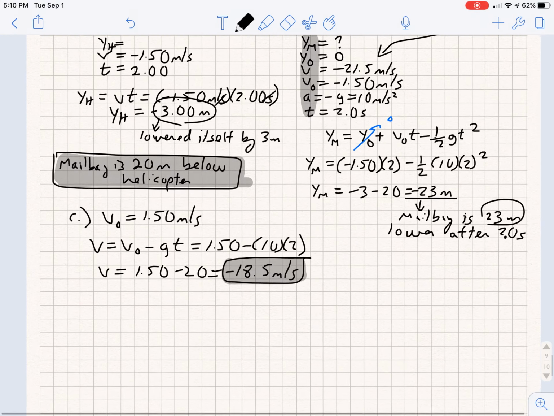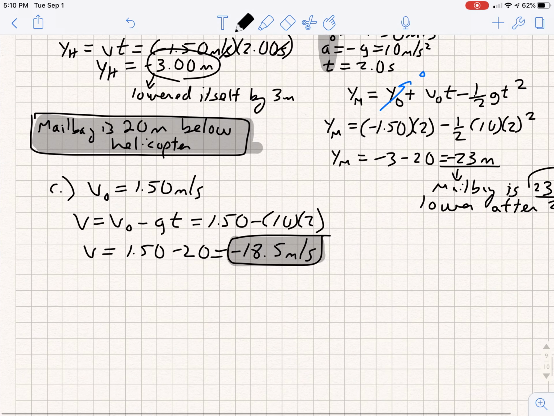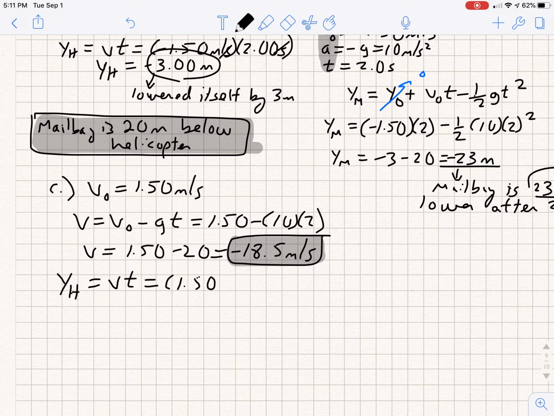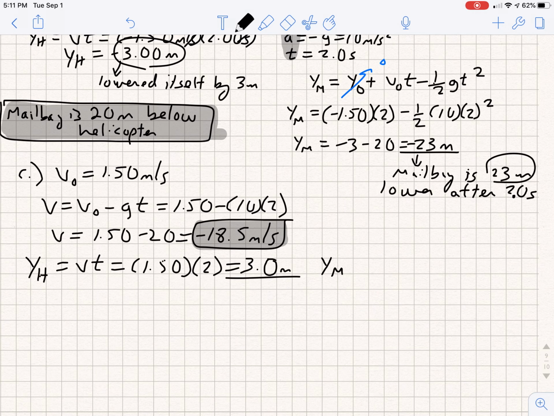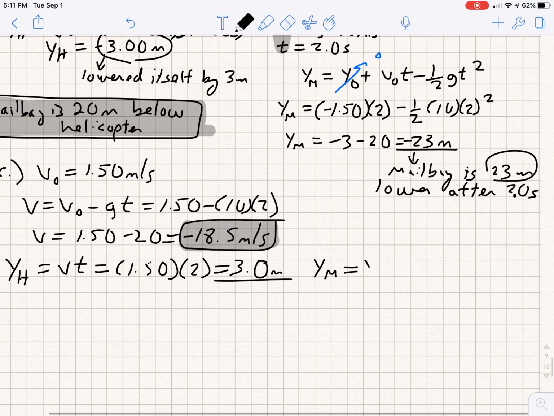Now, to get the position below the helicopter, how far is it below the helicopter? We need to redo these calculations. So y of the helicopter is equal to v times t, or 1.5 times 2, or 3 meters. The helicopter has gone up 3 meters. The mailbag, on the other hand, it's going to go up and then down.